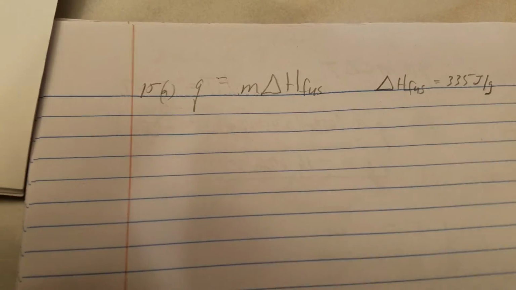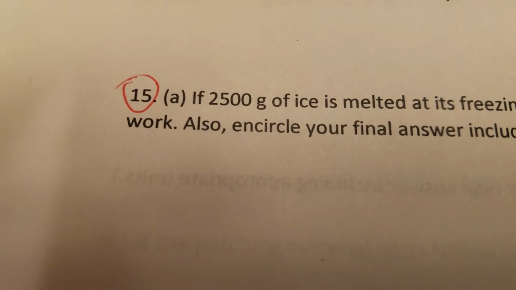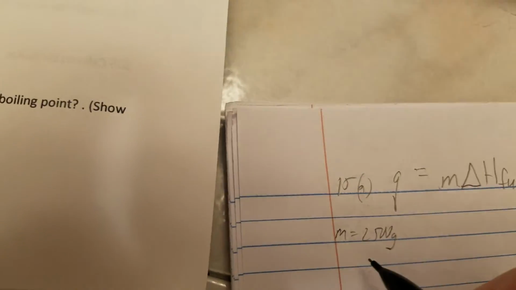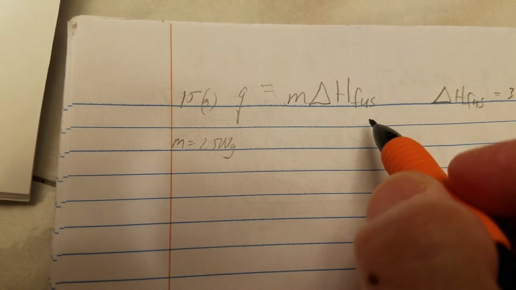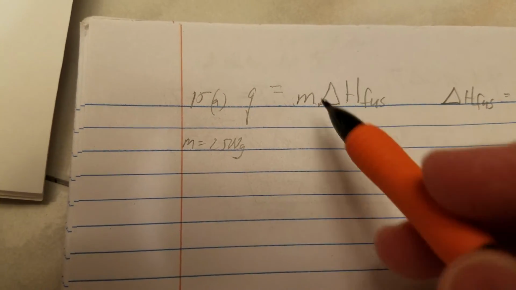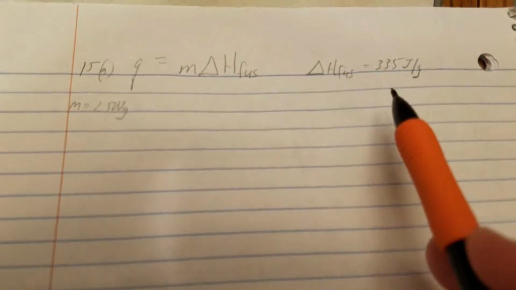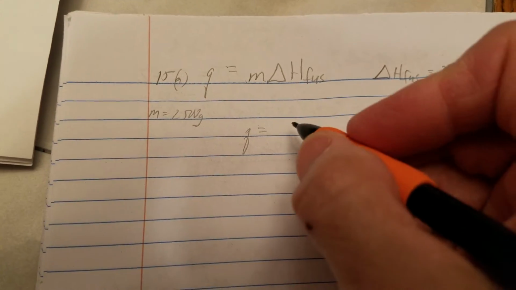So basically what we're going to do, going back to our problem, is we had 2,500 grams of ice. So that's going to be our mass. And since we're changing phases between liquid and solid, then you're going to use the heat of fusion. So that's the value that we are going to use here. And the rest now is just plugging in. So we're solving for Q. Again, it's the amount of heat needed for this process.